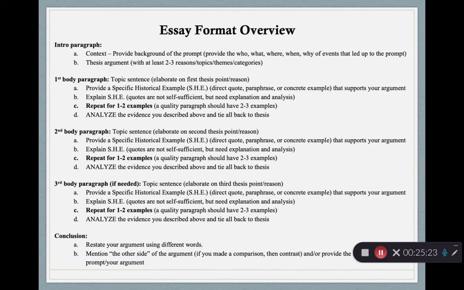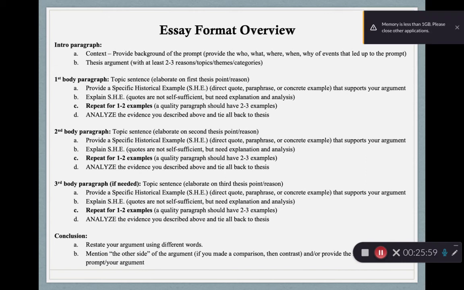Your first body paragraph should start with a topic sentence that elaborates on the first point or reason of your thesis statement. You should follow that with a direct, specific historical example. This should be a concrete example. Most often, this should be a direct quote that is then cited. But please note, you need to lead into the quote. Explain to me who's talking. Don't just start with a quote, but say, Thomas Jefferson wrote, quote, and then say it.